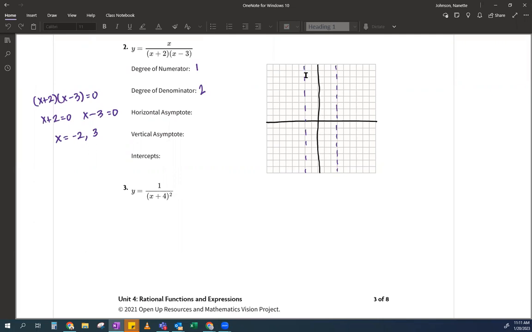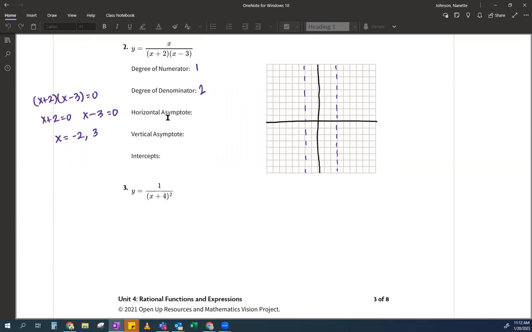Okay. So you can tell that there's three little sections of your graph. There's this part to the left, there's this section in the middle, and then there's this section to the right. I wonder what it's going to look like. That's what your brain should be saying.